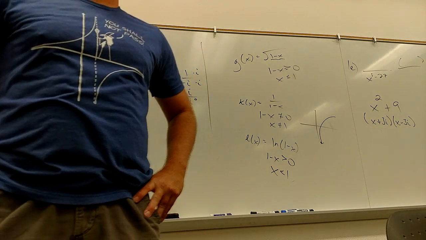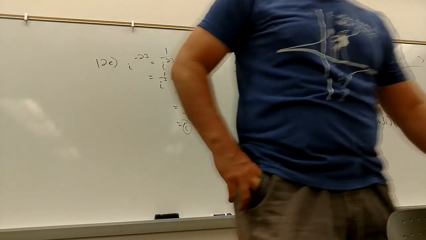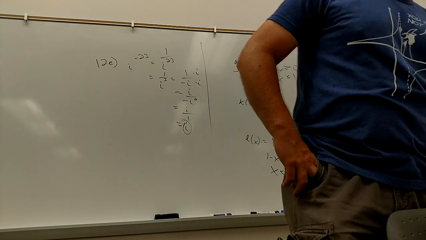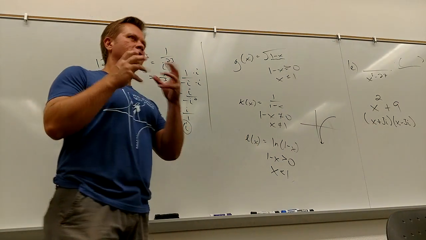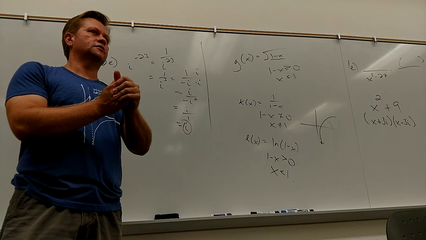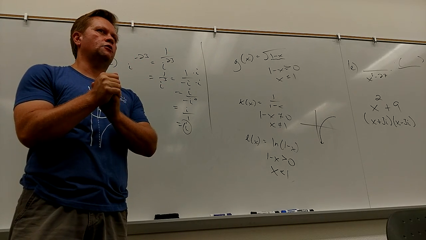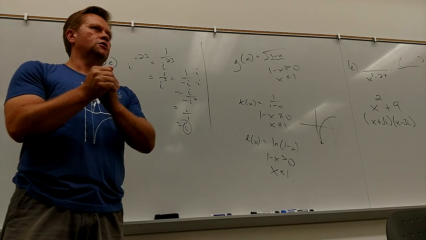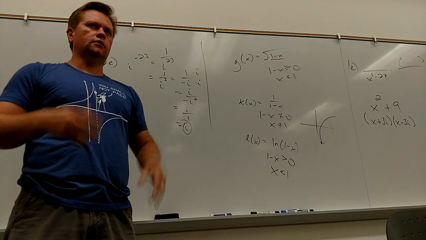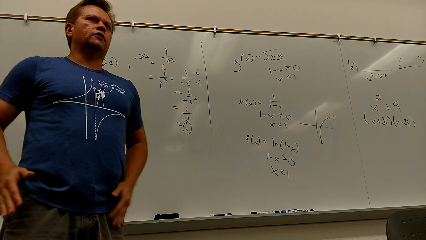For 3b, I ended up getting x squared minus 6x minus 9 equals 0. Ooh, it's so evil of me. And that looks like it wants to factor, but it don't. So what do you do when you have a quadratic equation that won't factor? You use, of course, the quadratic formula. That's what it was created for, right? So that one you just have to use the quadratic formula.